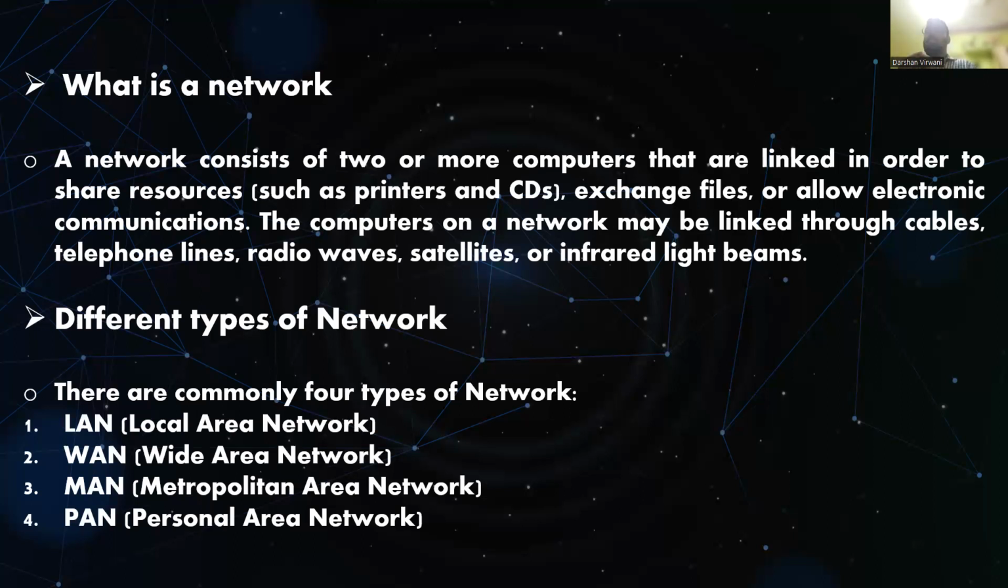So moving on next, different types of networks. There are commonly four types of network: LAN, WAN, MAN, and PAN. Starting with local area network. A local area network means a small organization or single building using a connection. For example, in our home, if we have a router and three to four devices, then we might consider it a local area network.